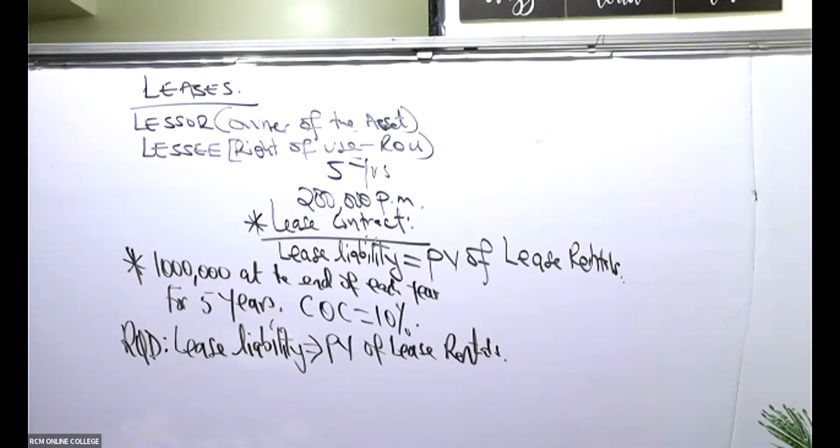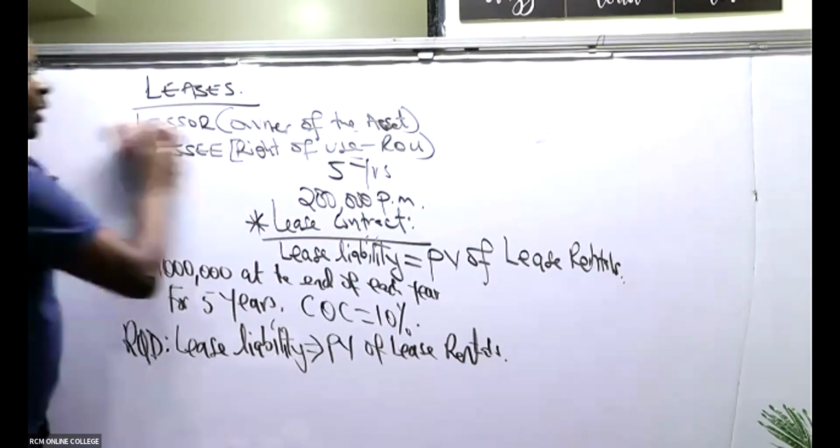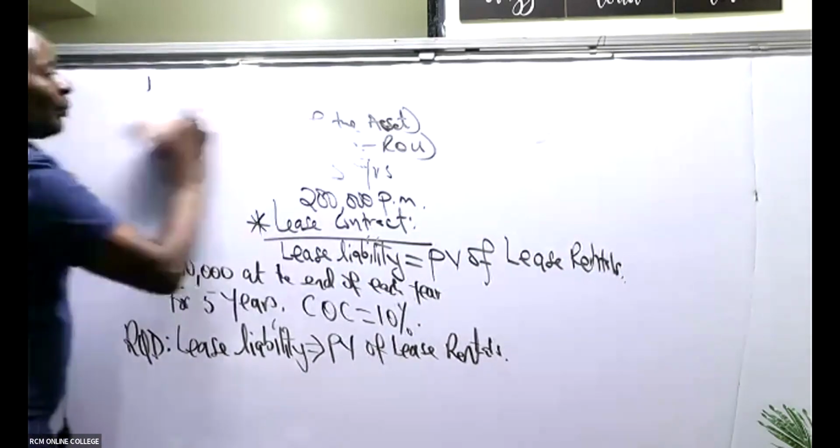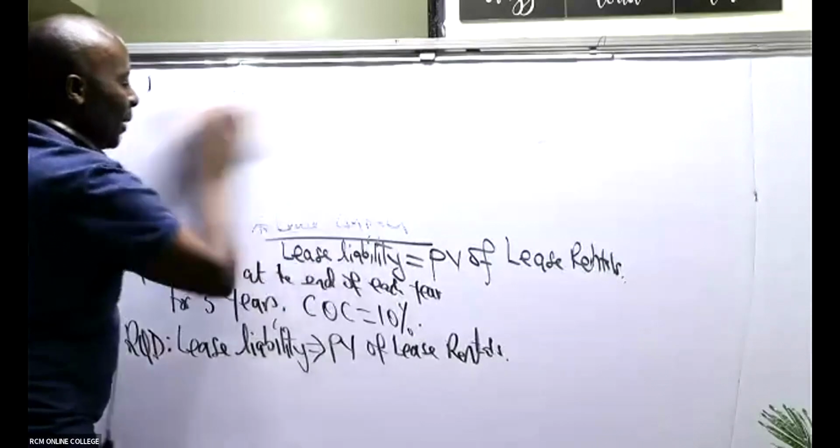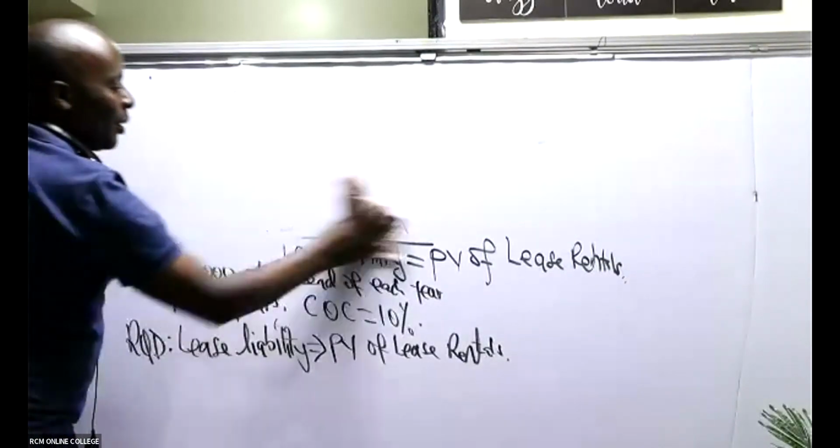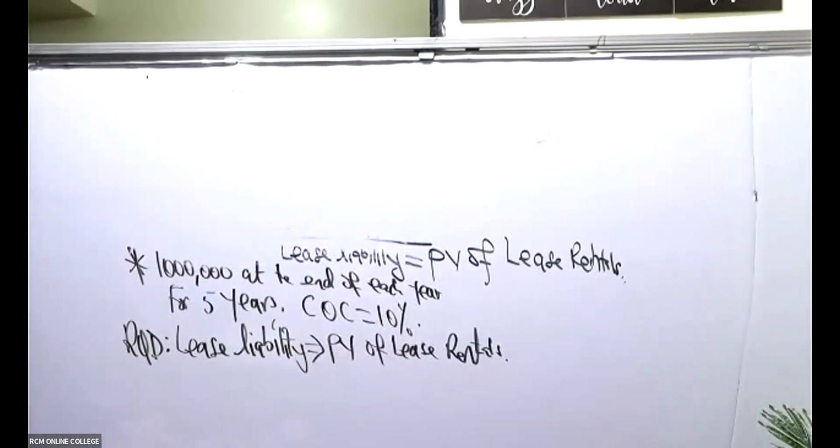Remember, COC stands for cost of capital. Remember, in most of the cases here, my good students, for leases, we shall be using annuities, because of the regularity in most cases.